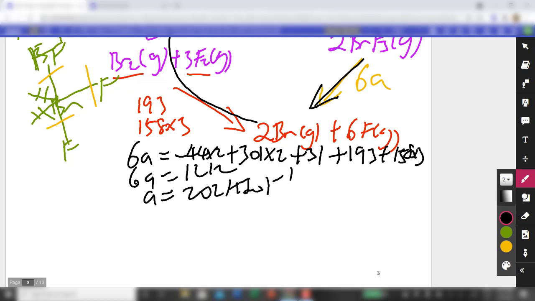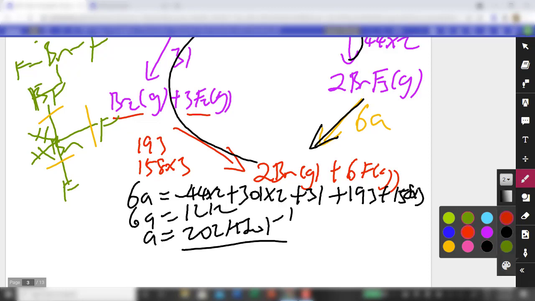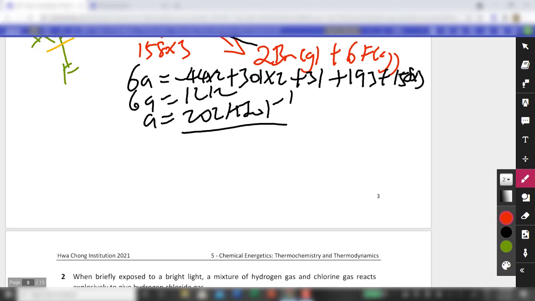kilojoules per mole. Okay, so of course it has to be a positive number, because remember, bond energy is defined as the energy you need to overcome 1 mole of covalent bond in the gaseous phase. You need to take in energy to break a bond. Okay, so bond breaking is always endothermic, bond forming is exothermic. Okay, so getting a positive number is a must. Okay, so right now I'm going to move on to the second question.